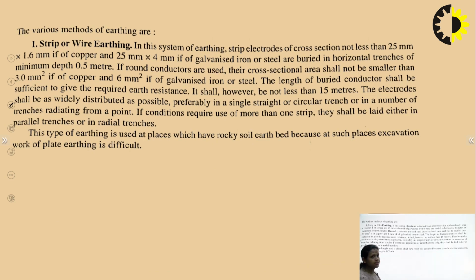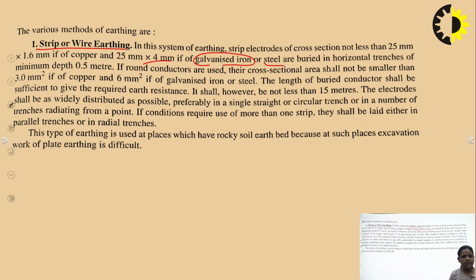Now coming to the various methods of earthing. So the first method is strip or wire earthing, right? This is one type of earthing, and in this system of earthing, the strip electrodes of cross section not less than 25 mm into 1.6 mm if of copper, and 25 mm into 4 mm if of galvanized iron or steel, are buried in horizontal trenches of minimum depth of 0.5 meter.